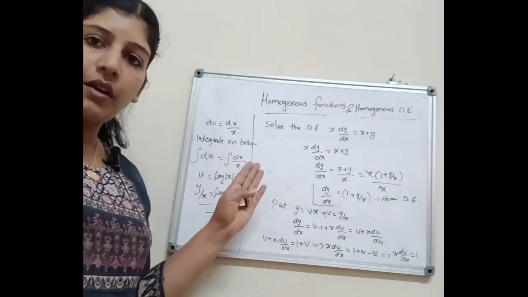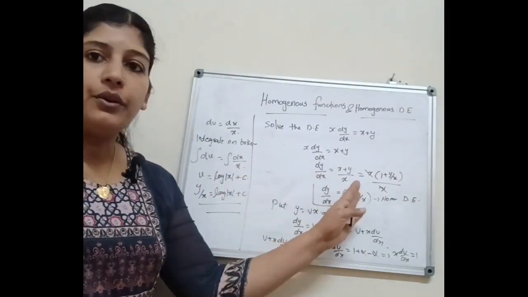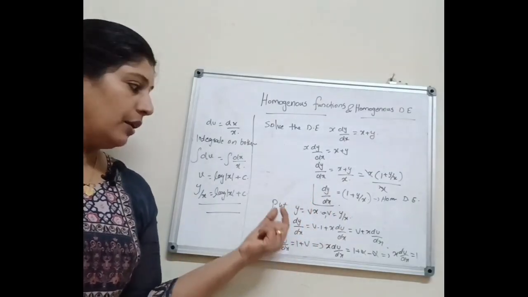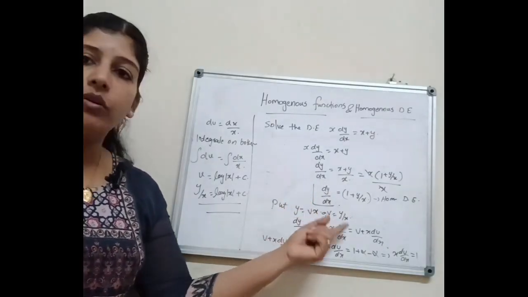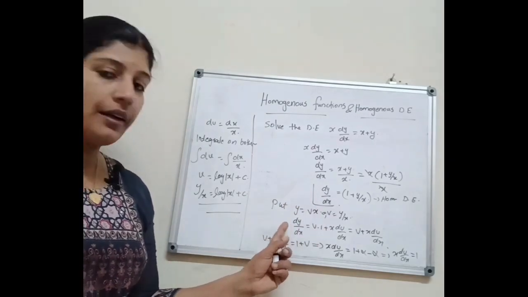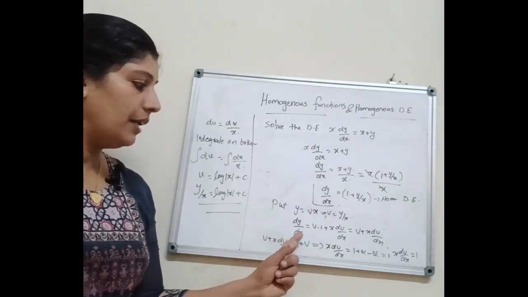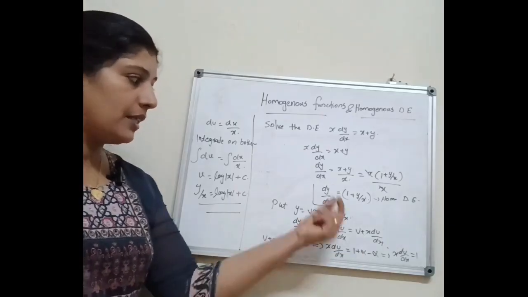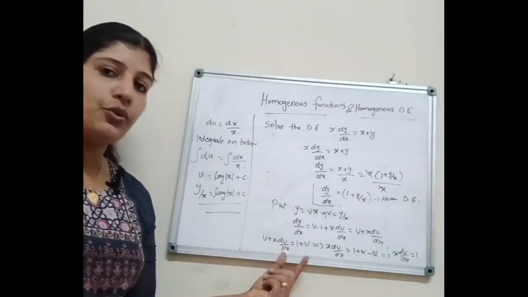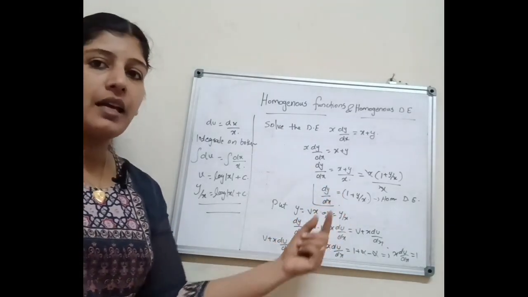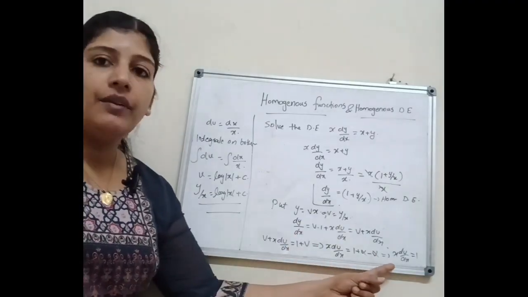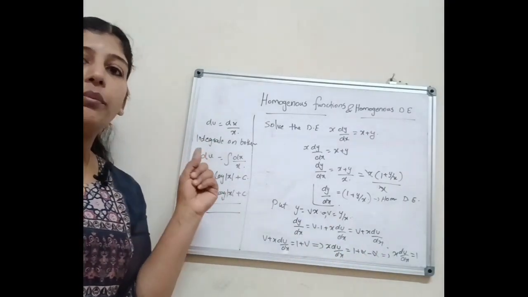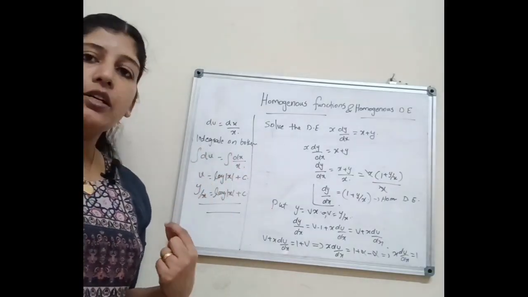To summarize, first we have to arrange dy by dx equal to a function of y by x. Then next, by the substitution method, put y equal to vx or v equal to y by x. Then find dy by dx equal to v plus x into dv by dx. Next, replace dy by dx as v plus x into dv by dx and y by x as v. After that, we have to separate the variables. Then finally, integrate on both sides. We will get the general solution.